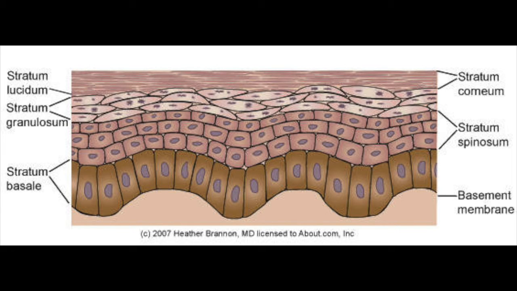Once you get onto your next layer, which is only found in areas where you have thick skin, this is your stratum lucidum. This is also called the clear layer. This can be 3 to 5 layers of cells. But again, it's only found in areas where your skin is quite thick, so on the palms of your hands and the soles of your feet. Everywhere else doesn't normally have a lucidum.